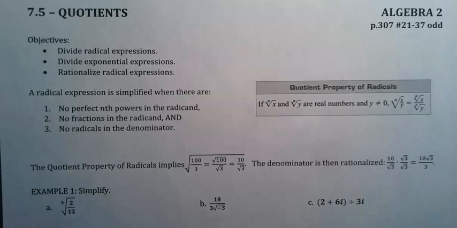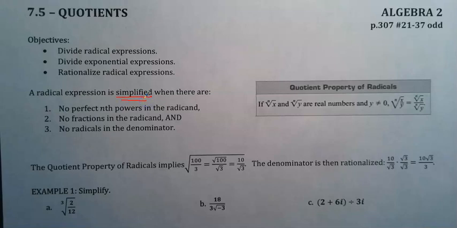All right, we're going to do 7.5 quotients of radicals. Today for Algebra 2, our objectives are to divide radical expressions, divide exponential expressions, and to rationalize some radical expressions. Okay, so first up, we've got to know when a radical expression is simplified.